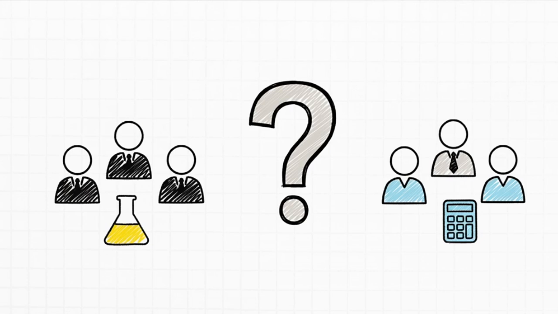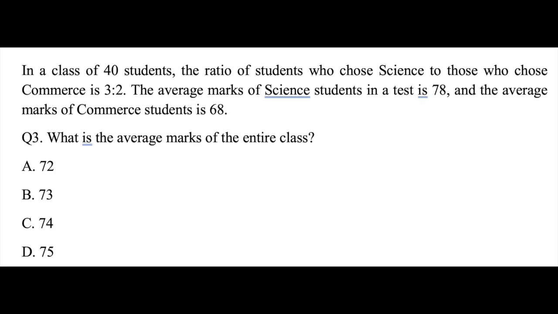We're leaving the business budget behind to see how these exact same traps appear in demographic data. Here's a scenario straight from the source. We have a class of 40 students. The ratio of students who chose science to those who chose commerce is 3:2. The average marks of the science students on a recent test is 78. The average marks of the commerce students is 68. The question inevitably asks, what is the average marks of the entire class?